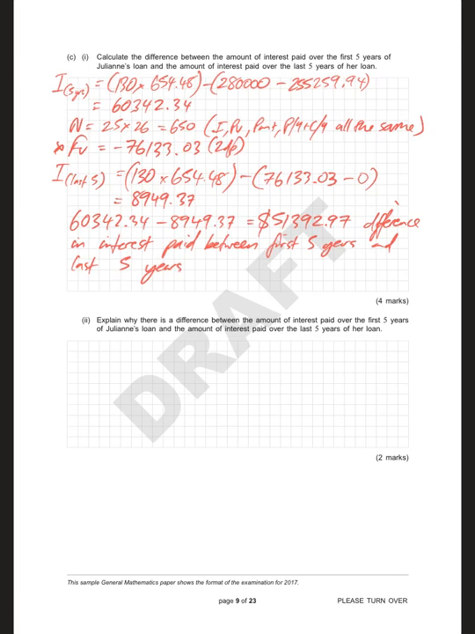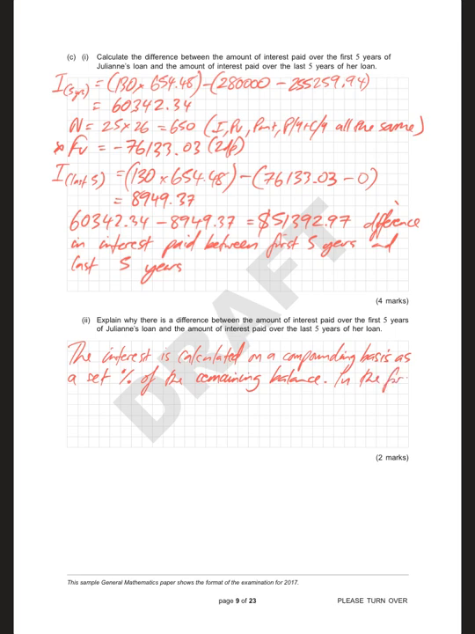And I can already think of what question they're going to ask next. He's probably going to ask why there's a difference. Yeah, and that's true. Explain why there's a difference between the amount of interest paid over the first 5 years, the amount of interest paid over the last 5 years. It's compound interest. The interest is calculated on a compounding basis as a set percent of the remaining balance.